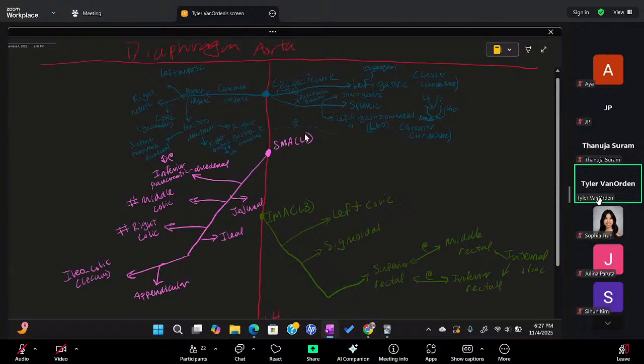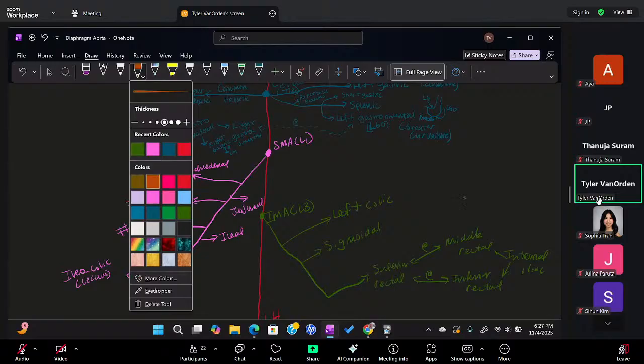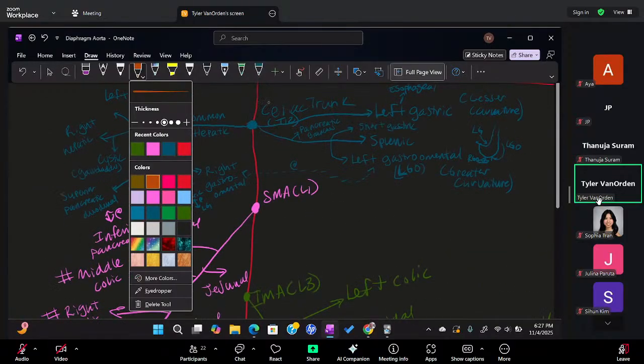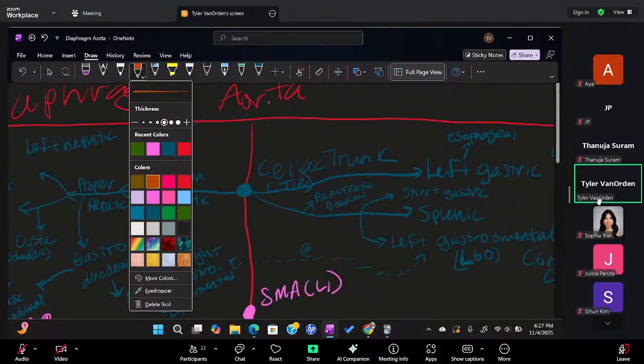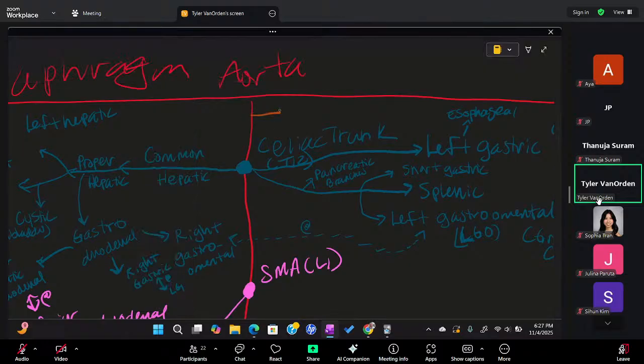There's a few other minor branches that come off the aorta directly that I want to talk about. And I'm going to put those in orange. They're not really associated with anything. So the first one, and this is actually the first branch coming off the aorta, is before it makes the celiac trunk and right as it comes out from underneath the diaphragm, you have one called the inferior phrenic.